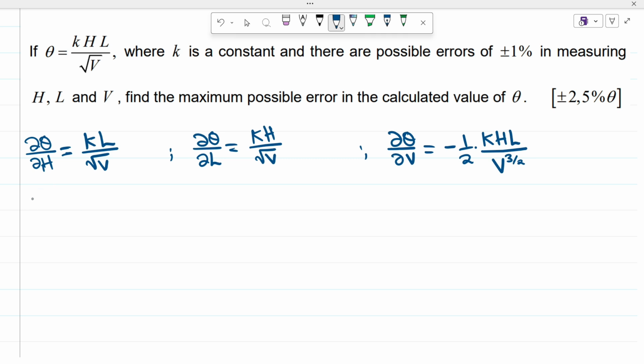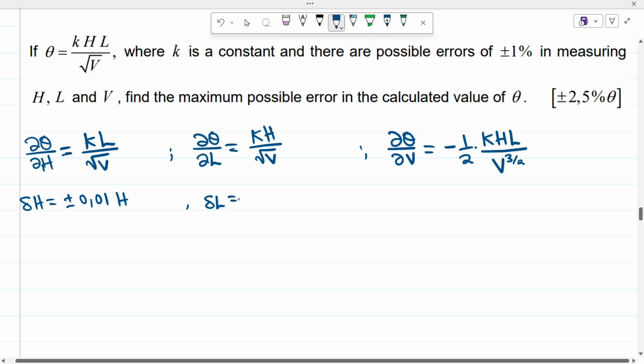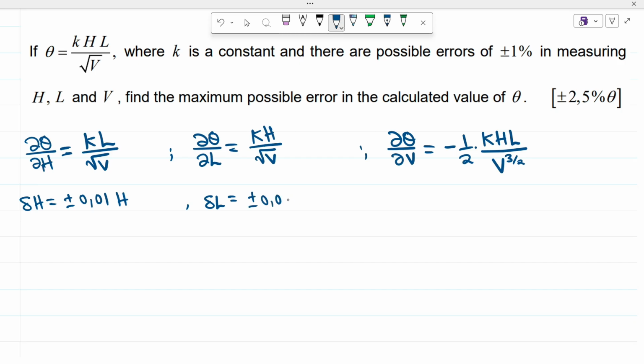Our percentage change in h, they told us, is plus minus 0.01 h, and the percentage change in l is plus minus 0.01 l, and then the percentage change in v is equivalent to plus minus 0.01 v, just like that.